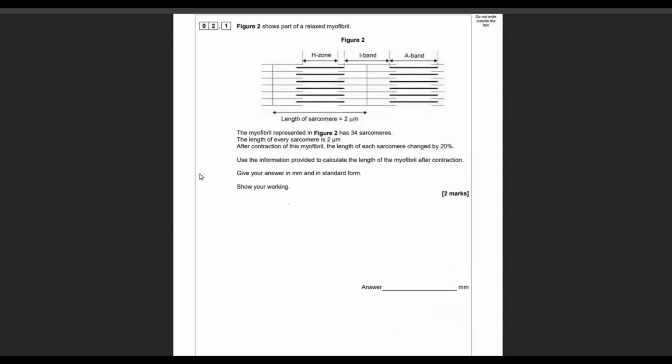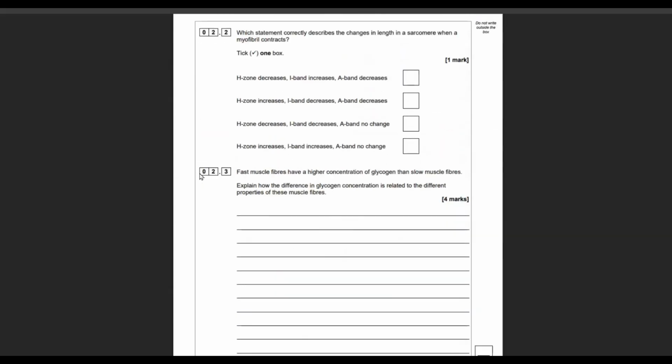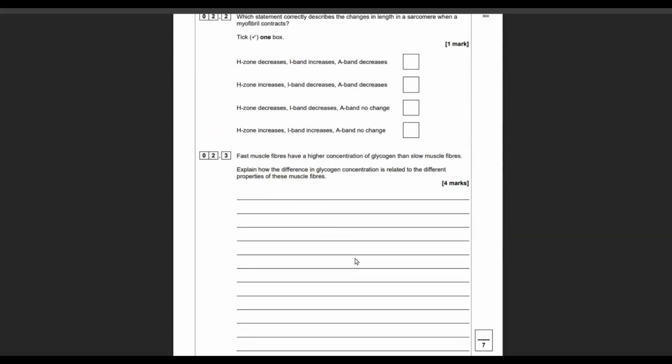Okay, let's move on to 2.2. Which statement correctly describes the changes in length in a sarcomere when a myofibril contracts? So we got 4 different possible answers. You've got to tick one box. So the H zone decreases, the I band increases, the A band decreases; the H zone increases, I band decreases, A band decreases; the H zone decreases.